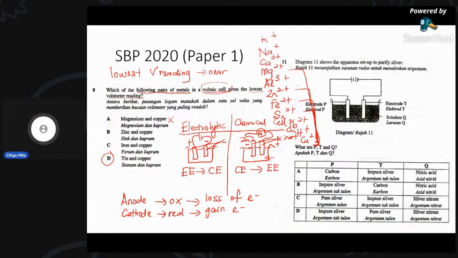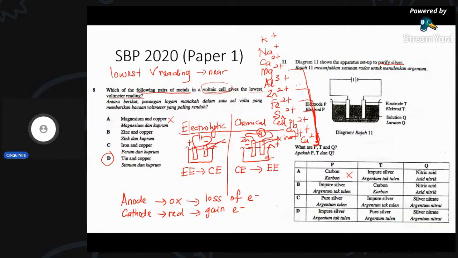Okay, question 11. It shows an apparatus set up to purify silver. This is an application of electrolysis. So if you want to purify silver, you need to have an impure silver, you need to have a pure silver, then you need to have an electrolyte that contains the metal ion that needs to be purified. So definitely if the electrode is carbon, this is wrong. So definitely the answer is not A.